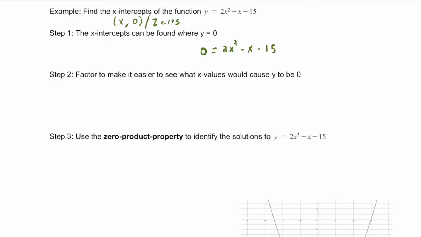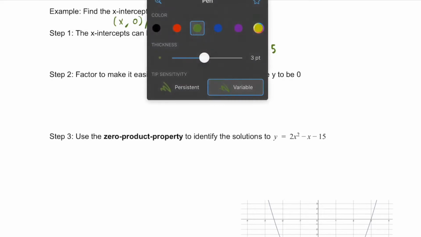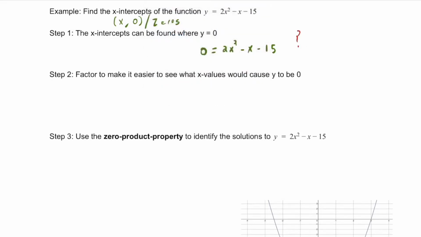And I could stare at this for a while. I could just start plugging in 3, maybe 4, some negative numbers. It's really hard to just look at this and think about what values of x would make this a true statement. Factoring is what allows us to make this easier to see.